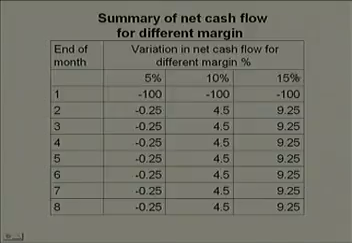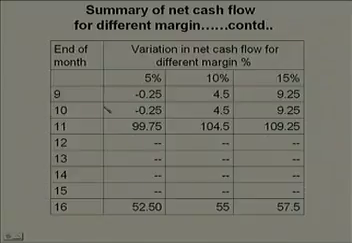When the margin increases to 15%, you find that except for month 1, you have got positive cash flow higher in value when compared to 10%, and it is equal to 9.25 lakhs. Month 2, month 3, month 4 up to month 8. Now, for the balance part, we will see how it appears.